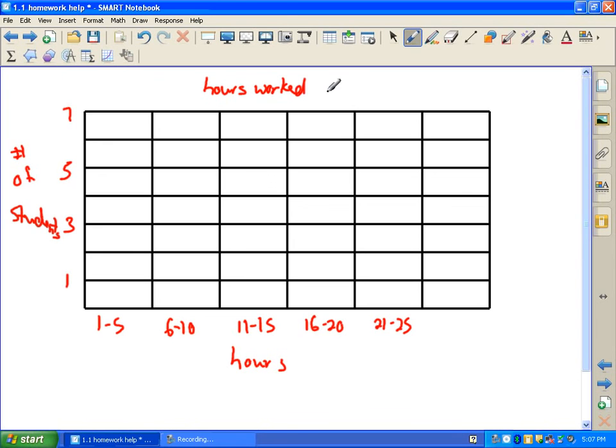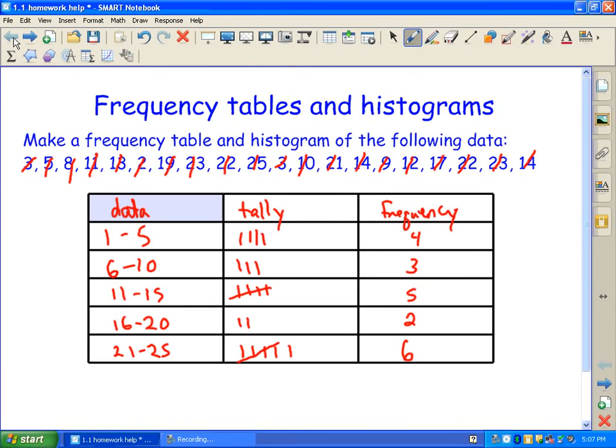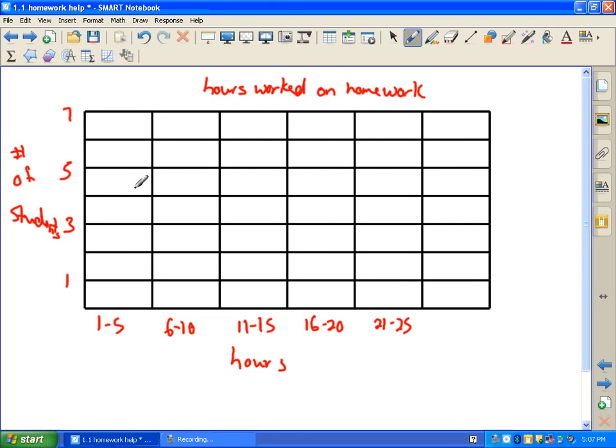But I always must label both axes, the bottom and the side, and I must title my graph every time I make one. And now I'm just going to go and make my bars. So the first interval had a frequency of 4. So this bar will come up to 4.